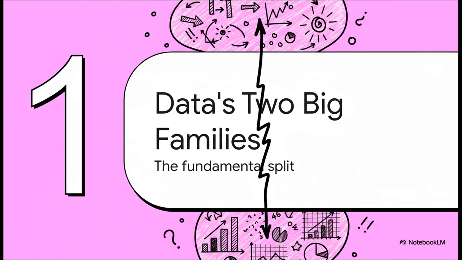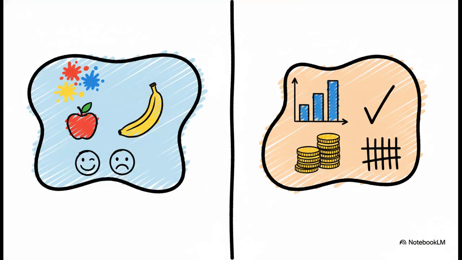Okay, so first things first. Every single piece of data you will ever encounter, no matter how complex, fits into one of two big families. Getting this first split down is absolutely the most important starting point. And here they are, qualitative and quantitative. Honestly, the easiest way to think about this is that qualitative data answers what kind, and quantitative data answers how much or how many. One is for describing, the other is for measuring. That's really the core of it.